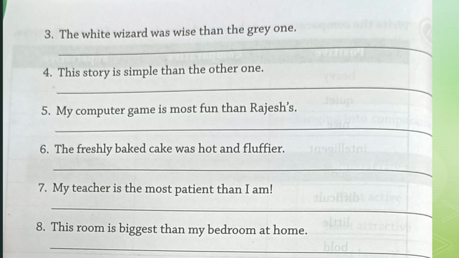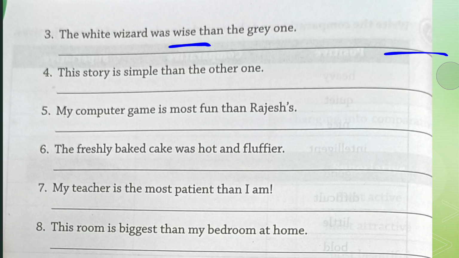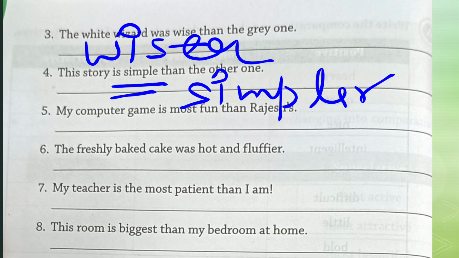Next one: the white wizard was wise than the grey one. Again, wise is a single syllable, so we will write wiser. The white wizard was wiser than the grey one. The story is simple than. Again comparison, so we will write simpler. The story is simpler than the other one.